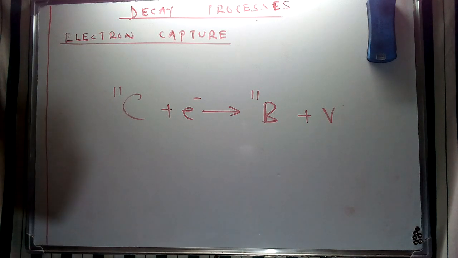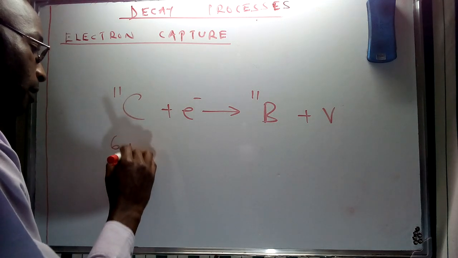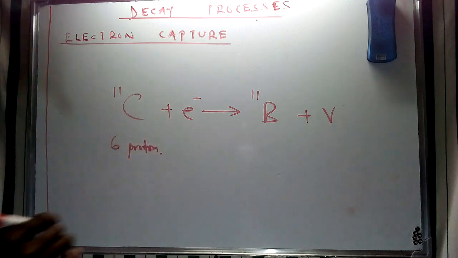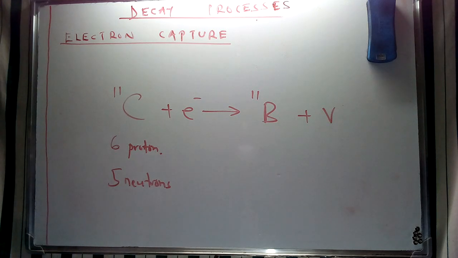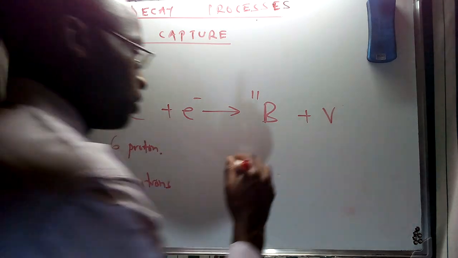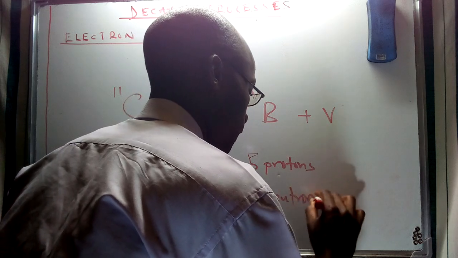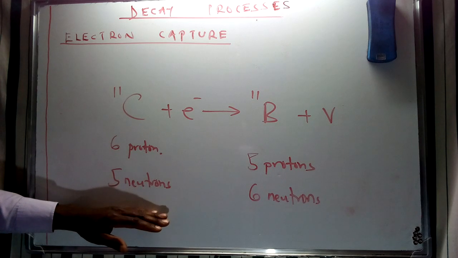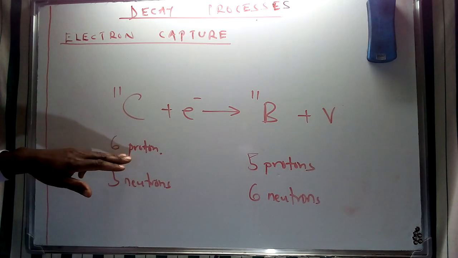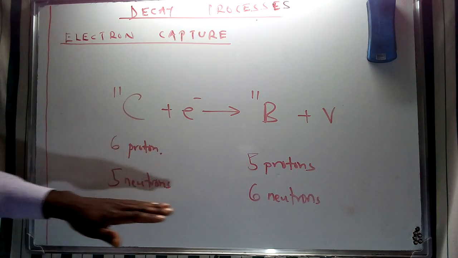So if you look at the nuclear composition of this decaying element, carbon 11, it has 6 protons, and it contains 5 neutrons. If we consider the daughter nucleus, we have 5 protons and then 6 neutrons. If you look at the difference between the left part of this nuclear equation and the right part, there's a transition whereby there's a loss of a proton and a gain of a neutron.